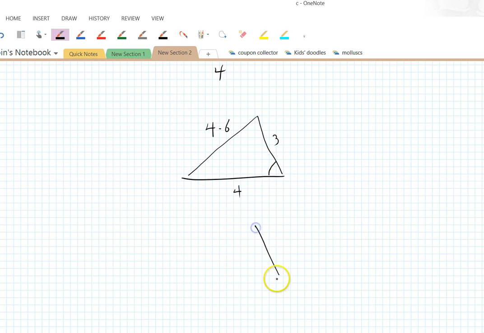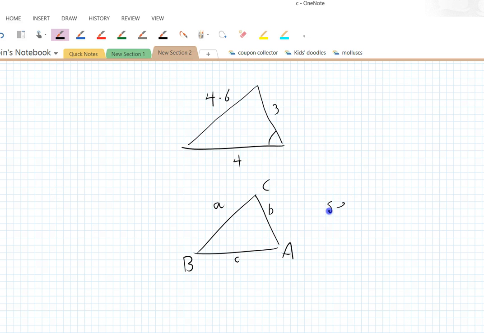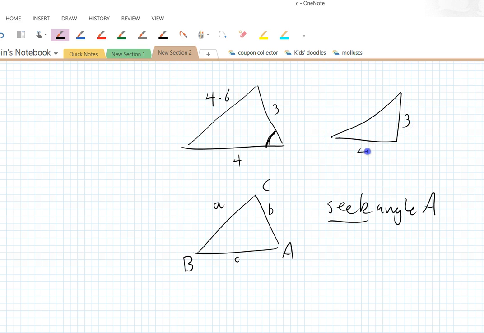So I'm going to label my triangle here, which is let's say ABC. That's side A, that's side B, and that's side C. And what we want is we seek angle A. We seek that because I want to know what this is. We know it's a right angle if it's exactly a 3, 4, 5 triangle. And of course it's 3, 4 but 4.6.